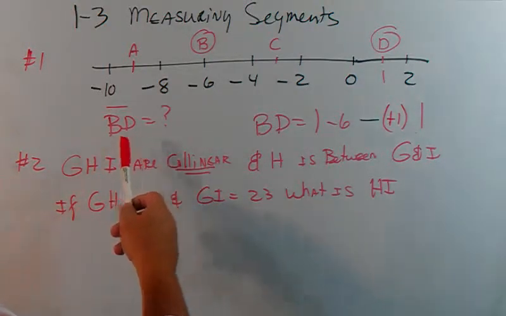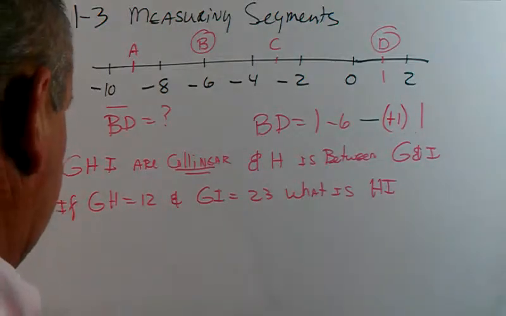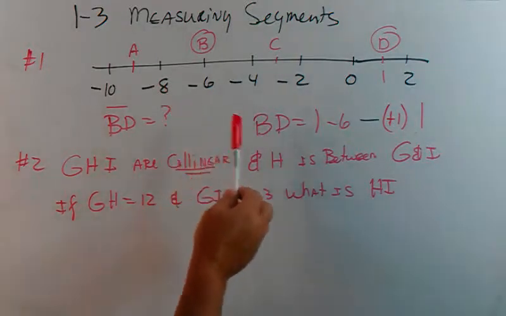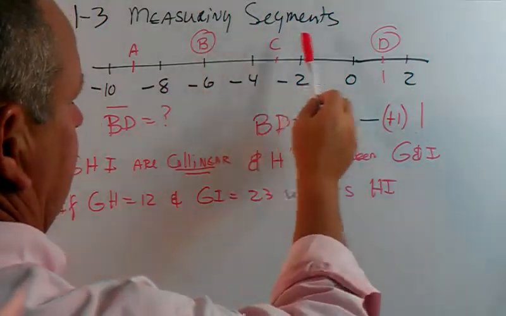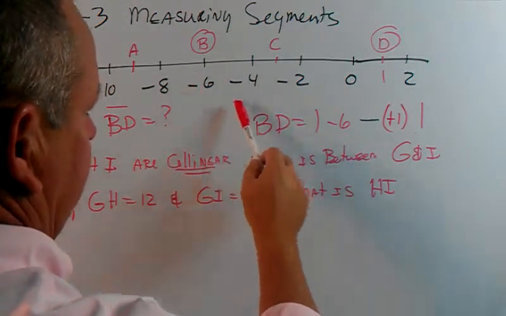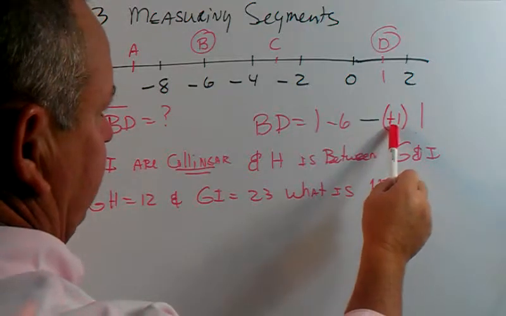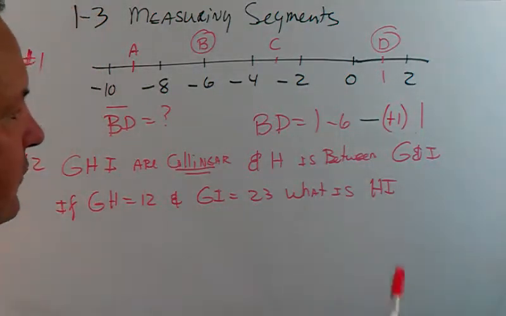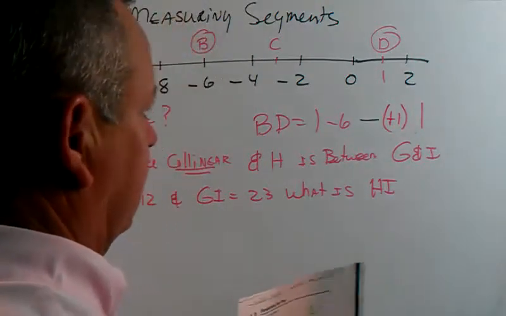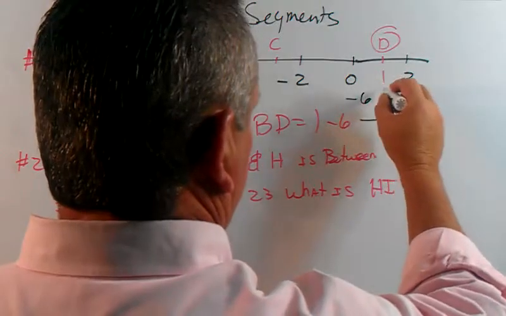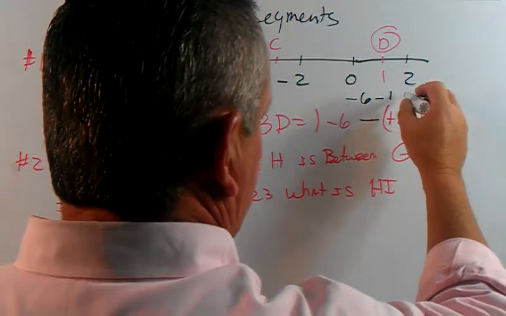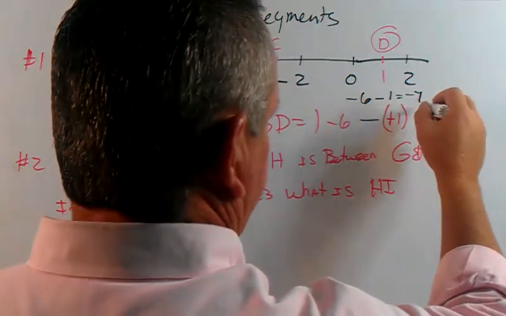So the question is, what was the question? What is the length of segment BD? BD is equal to what? Remember we covered the formula. BD is equal to the absolute value of -6 minus +1. So that's going to be what? Negative times a positive is going to be negative, so it's basically -6 minus 1, right? That's -7 inside the absolute value.